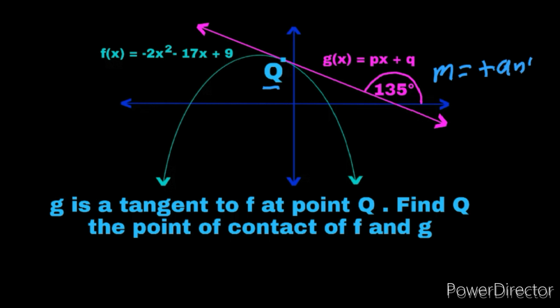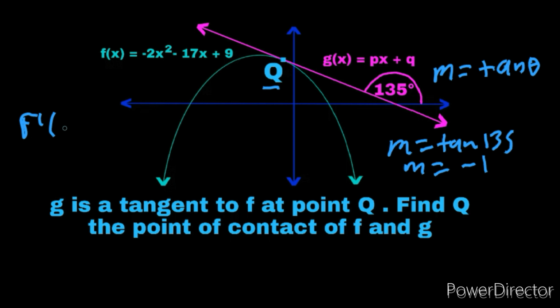So we're going to say m is equal to tan 135. So therefore m is equal to, we know that tan 135 is minus 1, so we're going to have minus 1. So we found the gradient of the tangent, which is the first derivative, meaning that the first derivative at the x value of Q, it's not a must to write it like this, I'm just writing it like this, is equal to minus 1. So you get a mark for that.